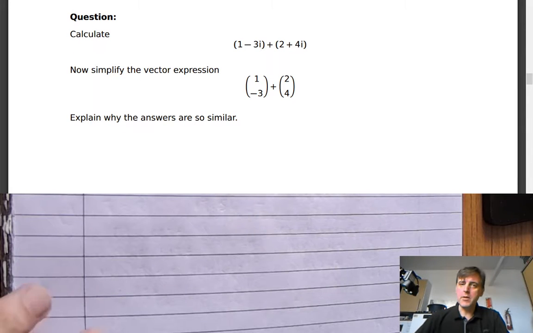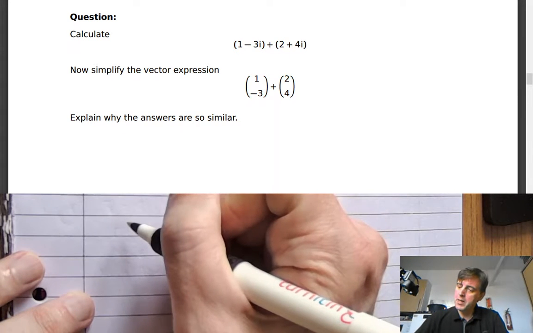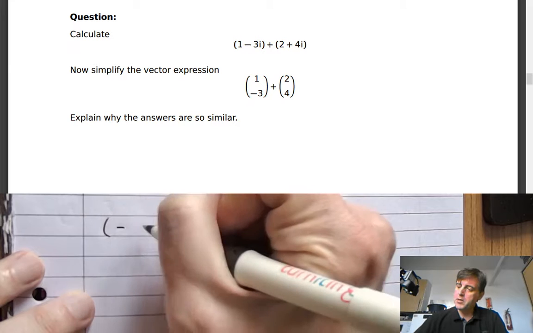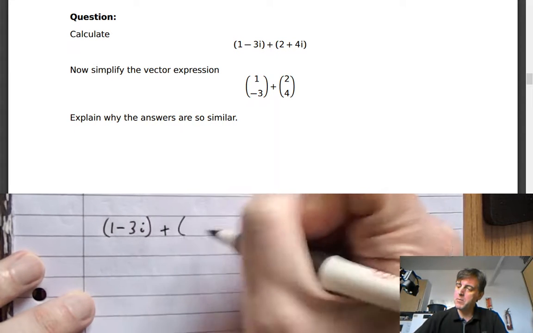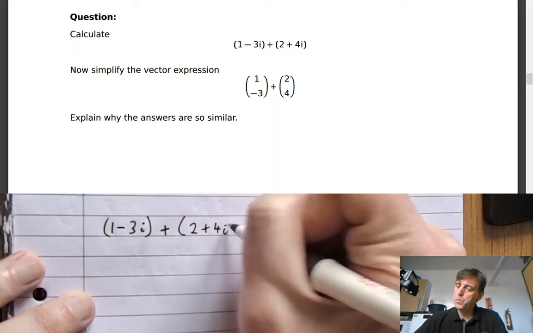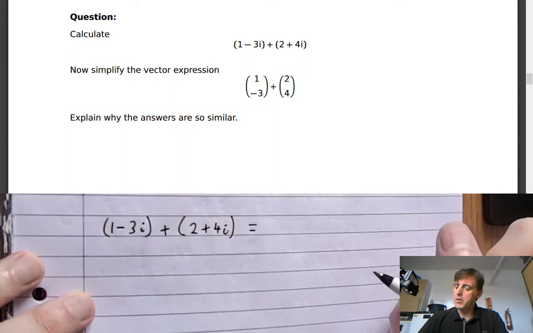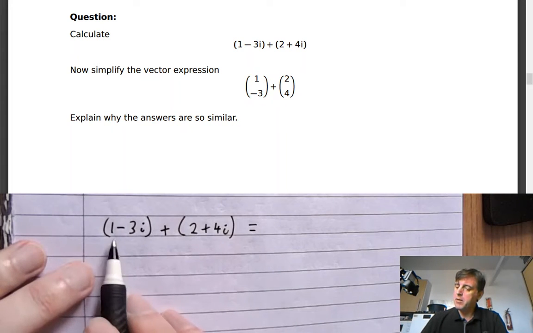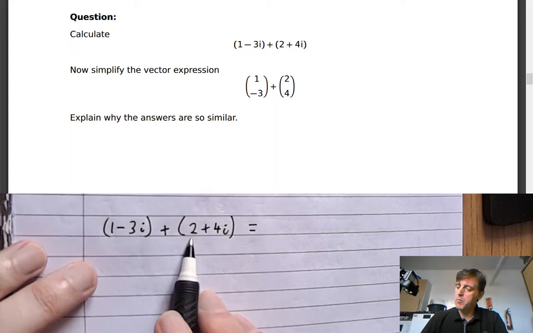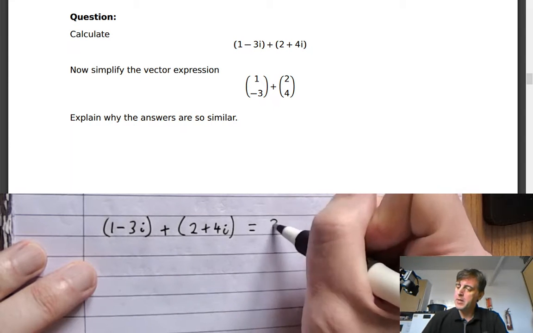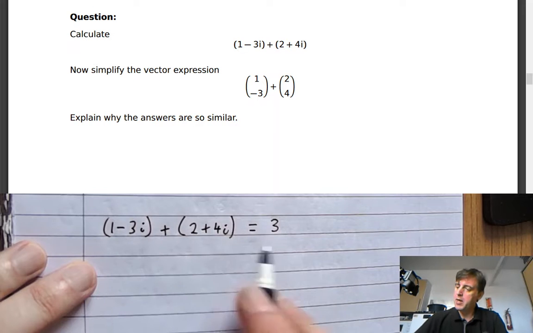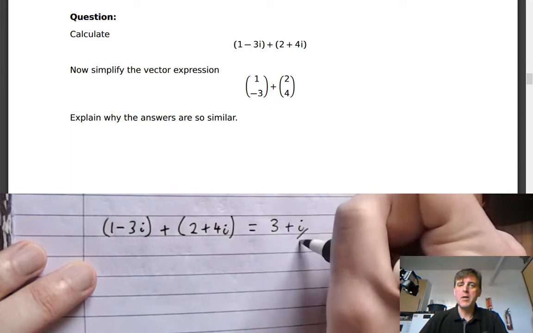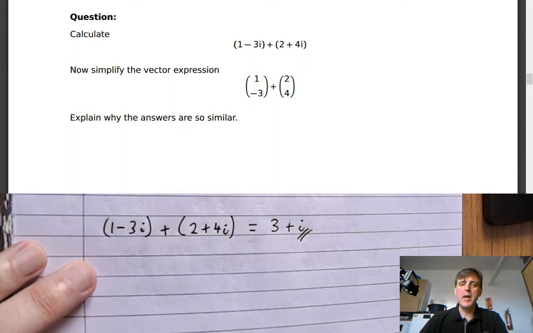Okay then, let's have a look and see what we've got here. So let's do the complex number question first. We've got the complex number 1 minus 3i. We're adding it to the complex number 2 plus 4i. And we can do this just by collecting the real parts together, first of all. So 1 plus 2 is, of course, 3. And then if we look at the imaginary parts, negative 3i plus 4i becomes plus i. So hopefully nothing too complicated there.